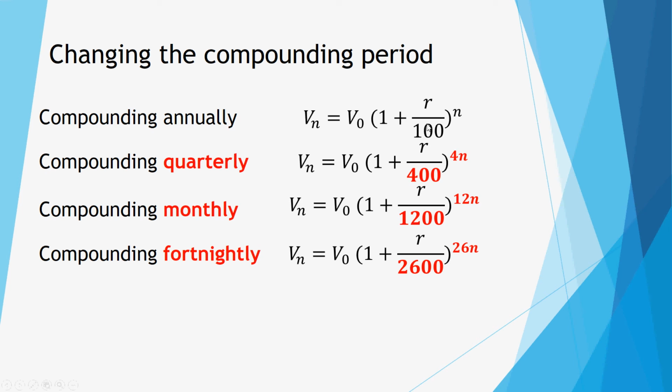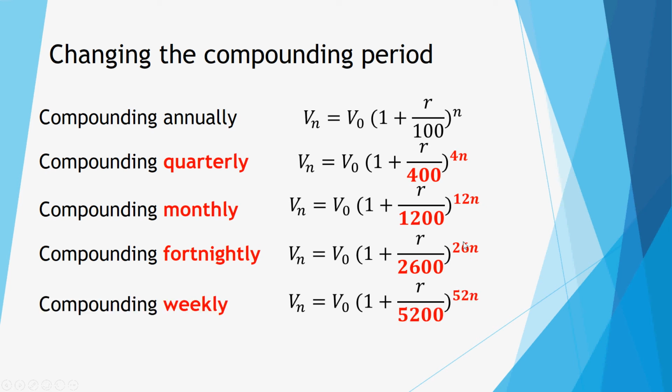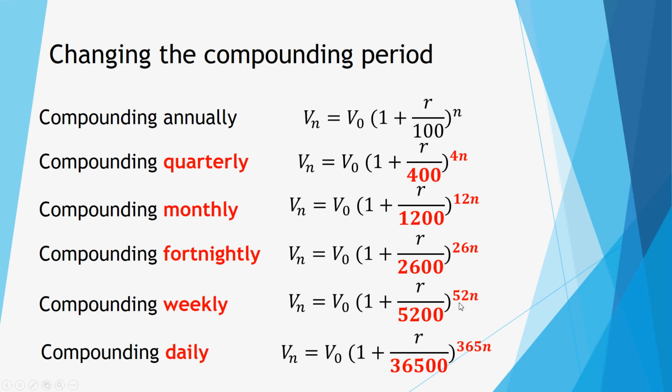Fortnightly, instead of dividing by 100, our annual rate is divided by 2,600 because of the 26 fortnights in a year, and our terms is multiplied by 26. Just as the weekly is divided by 5,200 and multiplied by 52 terms. And finally, if we're compounding daily, our interest rate is divided by 36500 and multiplied our terms by 365 because of the 365 days in the year.